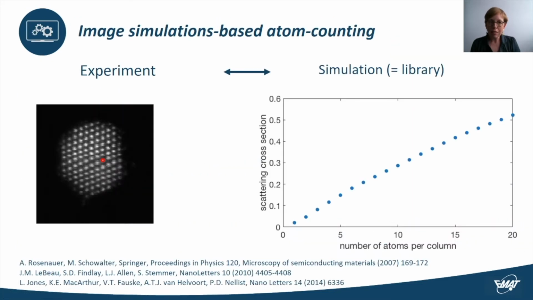Now, the estimated scattering cross-sections can be used for atom counting, and the most straightforward manner is to directly compare them with simulated scattering cross-sections as a function of thickness. Here you see a library of simulated scattering cross-sections as a function of the number of platinum atoms that can be used to assign the number of atoms for each atomic column.